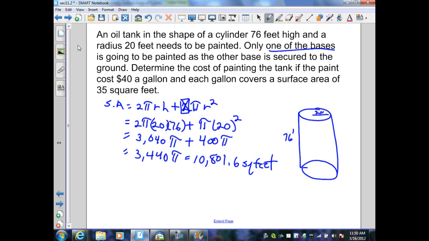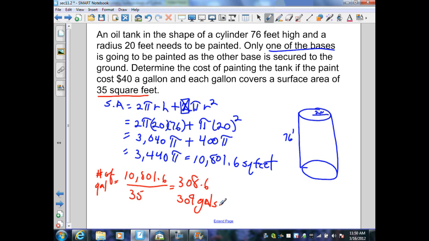Now, what I need to do is to determine how many gallons of paint I need to buy. So the number of gallons is equal to the surface area I need to paint, which is 10,801.6, divided by 35, which is the square footage that each gallon will cover. And when I divide, I'm going to get 308.6 gallons. But I cannot buy 0.6 of a gallon. So what I need to do is to round that to the next whole number, which is approximately 309 gallons of paint.